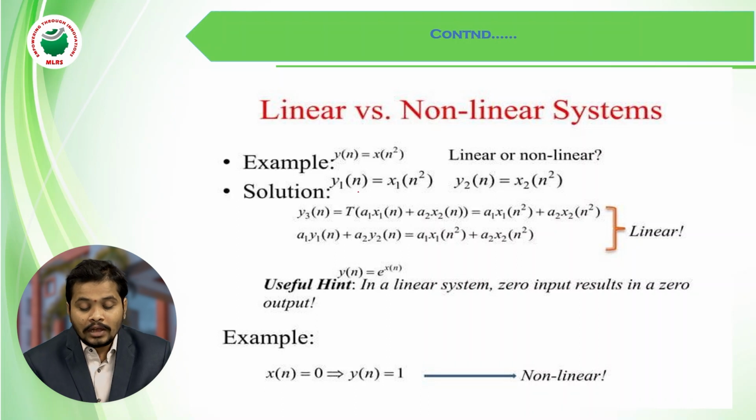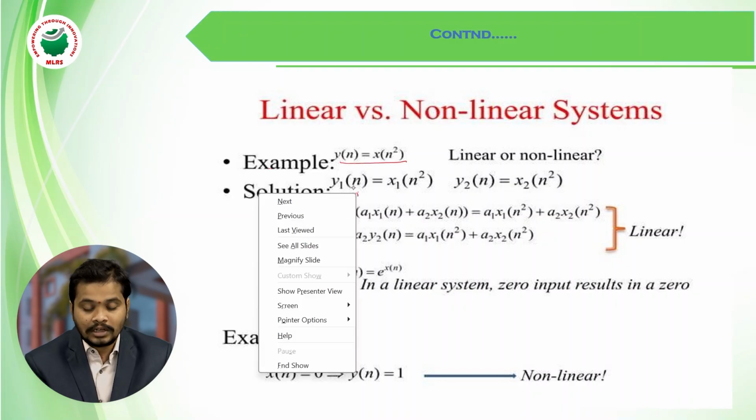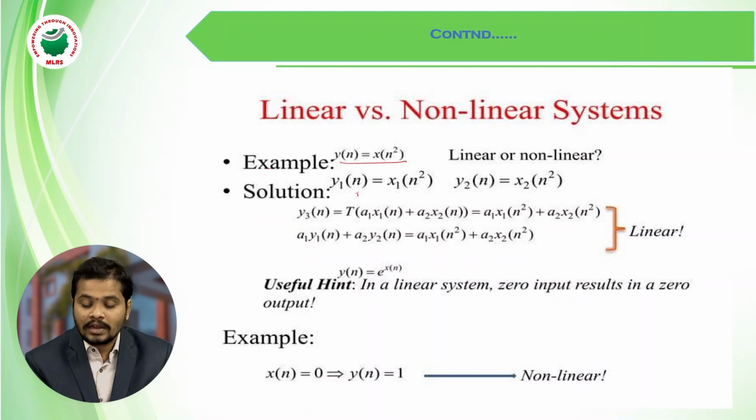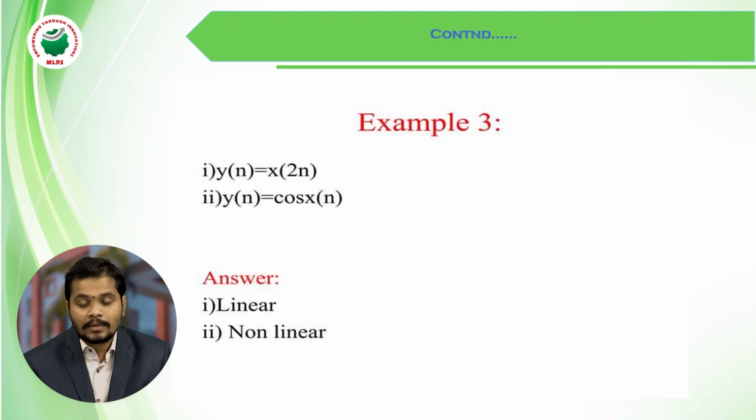If you see here, the example is y of n equals x of n square. So I am taking the first discrete time system, y1 of n equals x1 of n square, and y2 of n equals x2 of n square. So coming to y3 of n, the combination of those two will be equal to a1 x1 of n square plus a2 x2 of n square. So a1 y1 of n plus a2 y2 of n equals the same, which means it is a linear system. Okay. These are some examples.